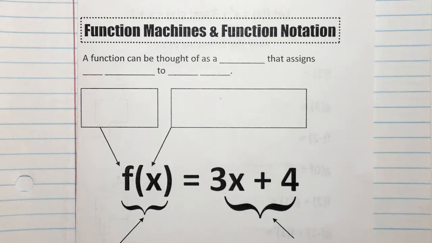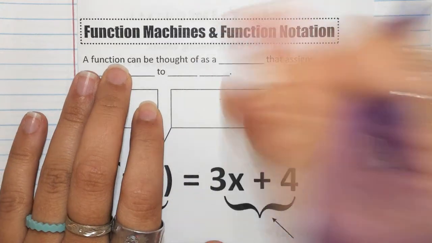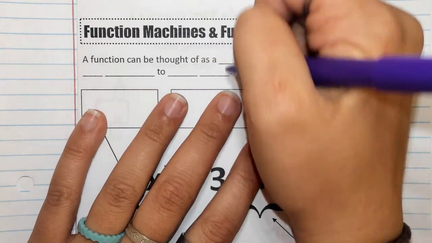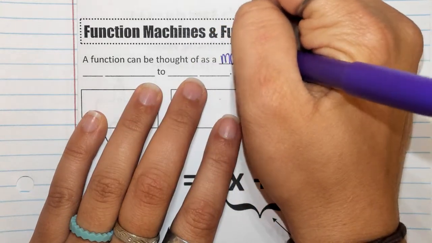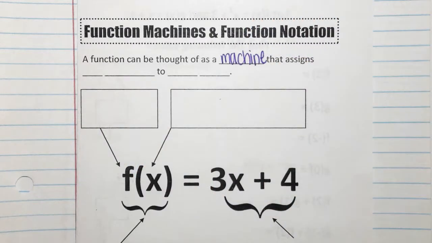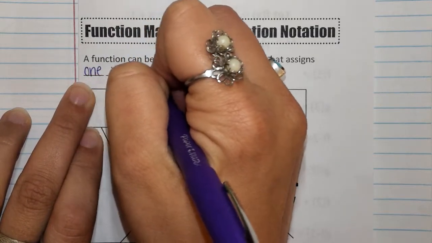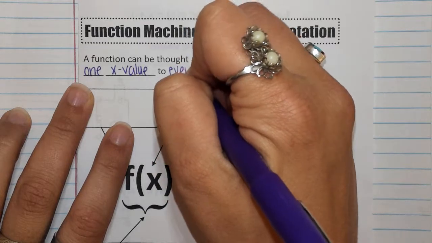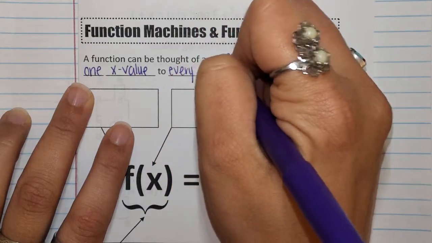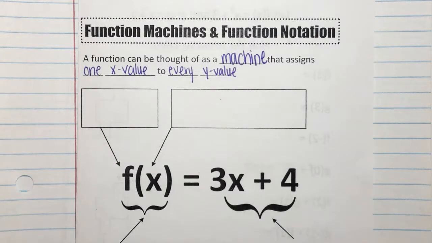Okay, so, function machine and function notation. A machine is something that you plug things into, and you get stuff out, and magic happens. So what we're going to talk about is a function machine. A function can be thought of as a machine that assigns one x value to every y value. And isn't that the definition of a function? Look at us go.